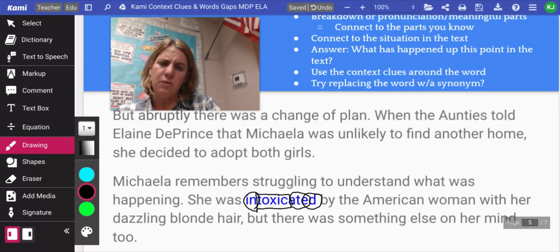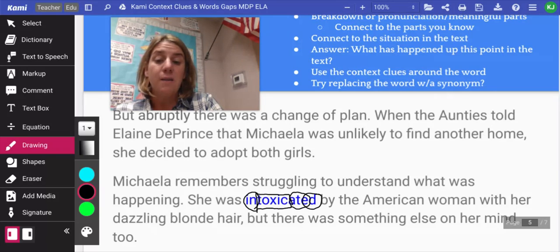But I've heard it when people are talking about illegal substances or alcohol. Let's see what's happening because I don't remember there being anything about alcohol in the text with Michaela DePrince. Michaela remembers struggling to understand what was happening. She was intoxicated by the American woman with her dazzling blonde hair, but there was something else on her mind too. Oh, I get it.